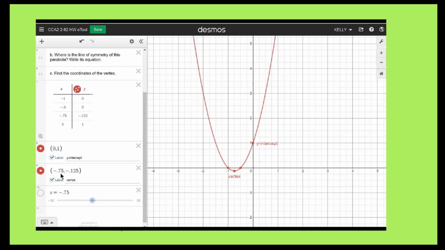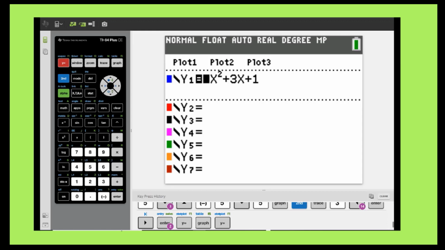And -0.75, that equation x equals -0.75, is our axis of symmetry. Okay, so that answers all of the questions with regard to the eTool helper. And then you're going to now watch the TI video as well. So here we go. Okay, so we're using the Texas Instruments calculator to calculate the vertex for this.